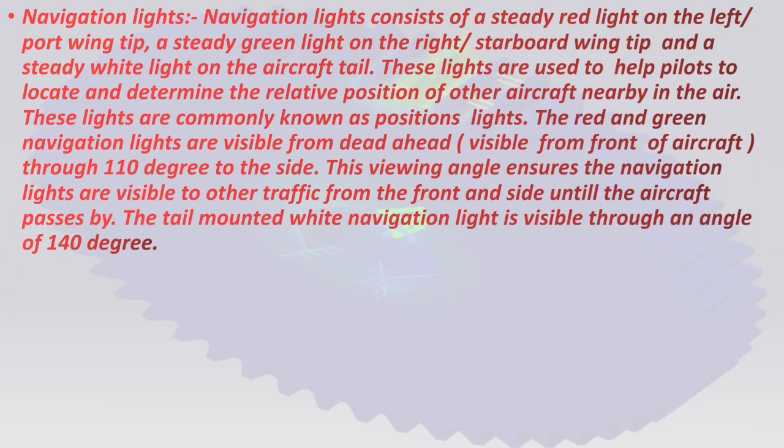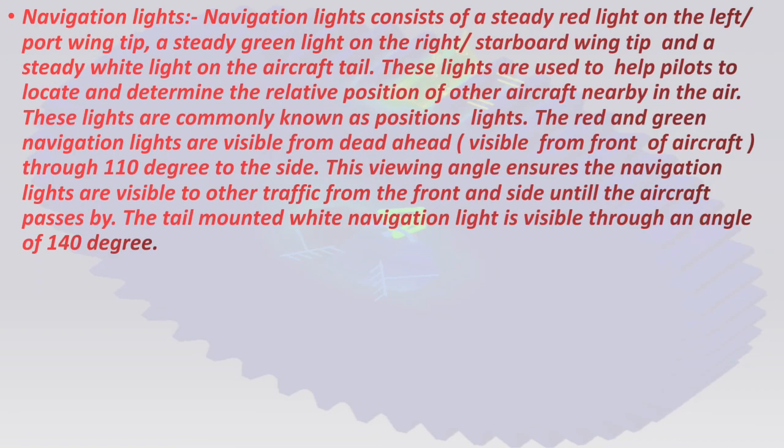The first one is navigation lights. Navigation lights consist of a steady red light on the left port wingtip, a steady green light on the right starboard wingtip, and a steady white light on the aircraft tail. These lights are used to help pilots locate and determine the relative positions of other aircraft nearby in the air. These lights are commonly known as position lights.